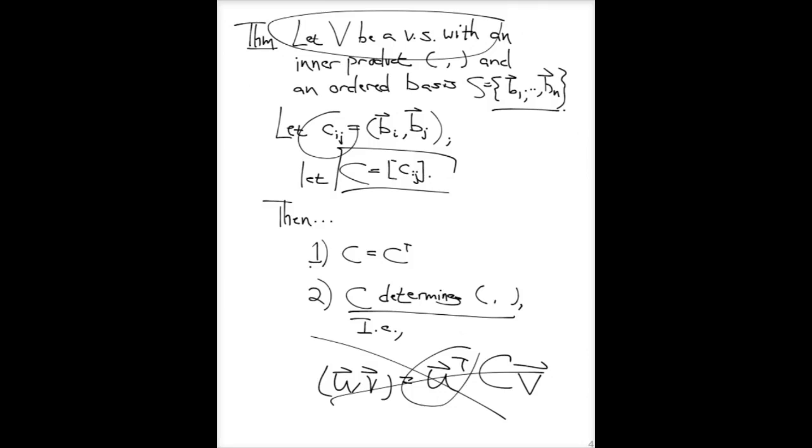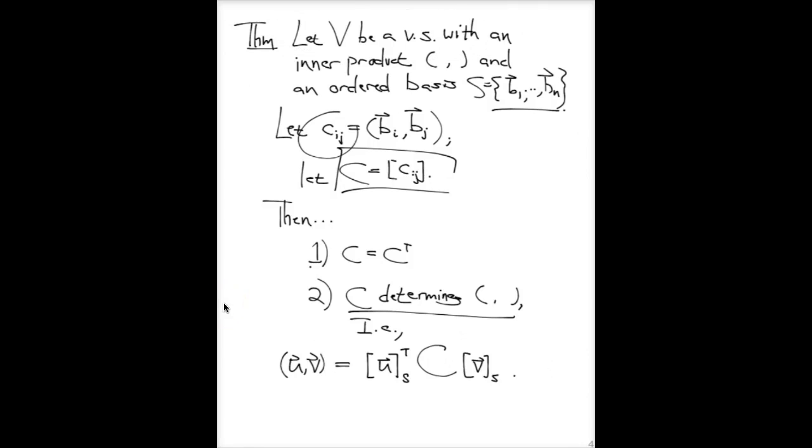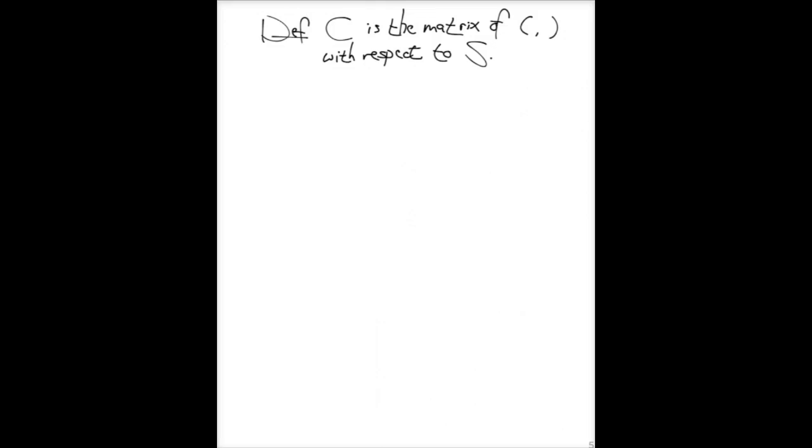We mean instead the following. We mean that the inner product of U with V can be realized by taking the coordinate vectors of U and V, taking the transpose of the coordinate vector of U, multiplying by the matrix C, then multiplying by the coordinate vector of V. Of course, these coordinate vectors are with respect to the basis S, which we fixed way up here in the statement of the theorem. As we mentioned above, we say that C determines the inner product. We also use the following language. We say that C is the matrix of the inner product with respect to the basis S.